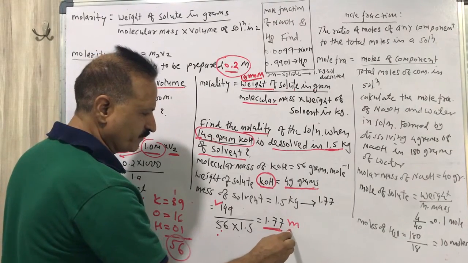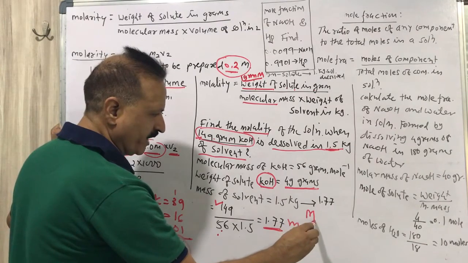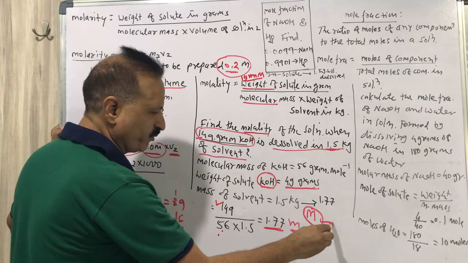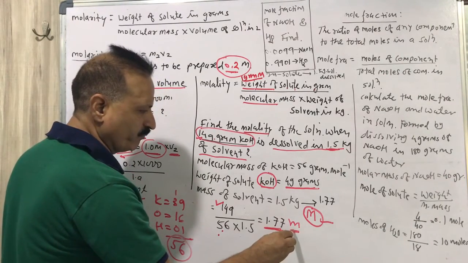1.77. The symbol of molality is small m and symbol of molarity is capital M. Capital M is the symbol for molarity and small m is the symbol for molality.